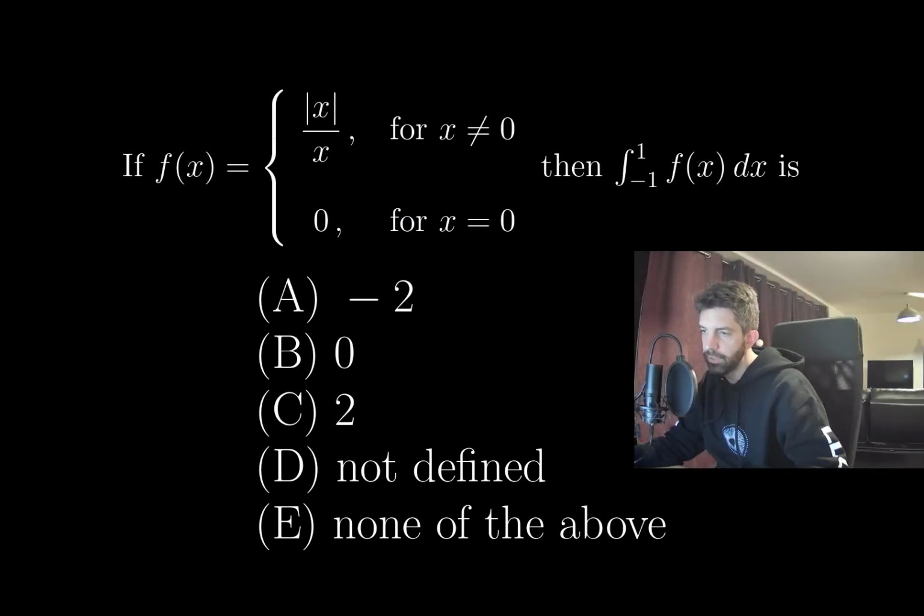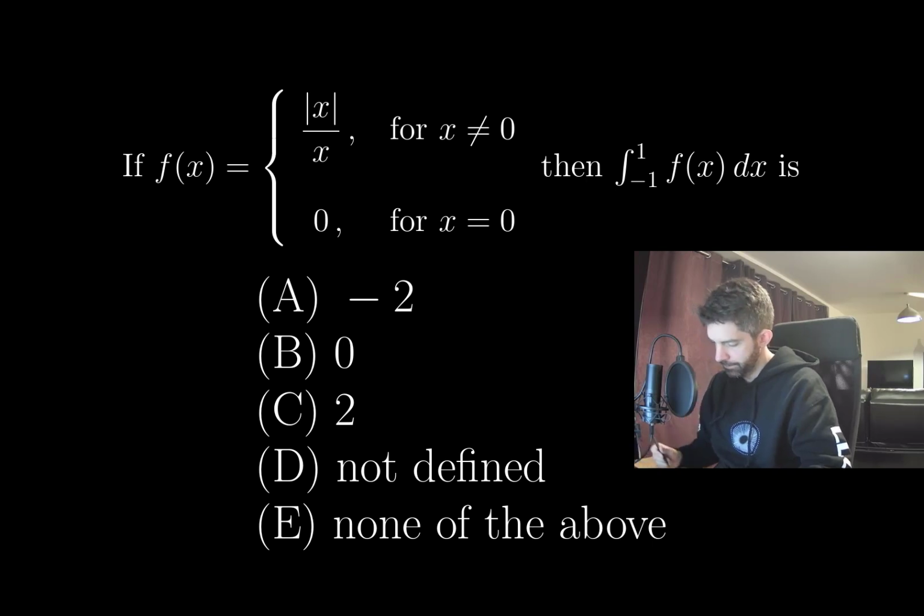If f of x is equal to the absolute value of x over x for x not equal to 0, or 0 for x equals 0, then the integral from negative 1 to 1 of f of x dx is... So this should be very easy to figure out, because this function is extremely straightforward.